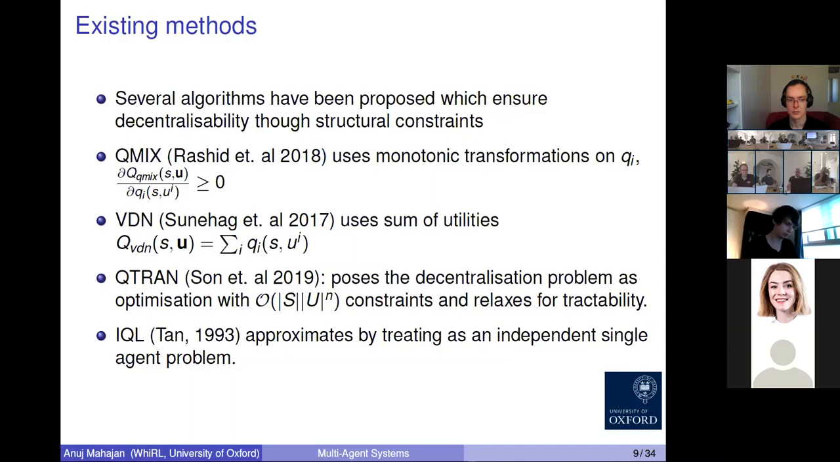There are, however, other works like QTRAN, which pose the decentralization problem as optimization. However, they have to include an exponential number of constraints in the problem to solve it exactly, which is, again, computationally intractable. So they resort to some relaxation schemes. And there are some very simple approaches which completely ignore the multi-agent problem, like independent Q-learning, and they approximate the whole problem as that of independent, single-agent problems. Although this has a caveat that it is susceptible to non-stationary effects in the underlying MDP.